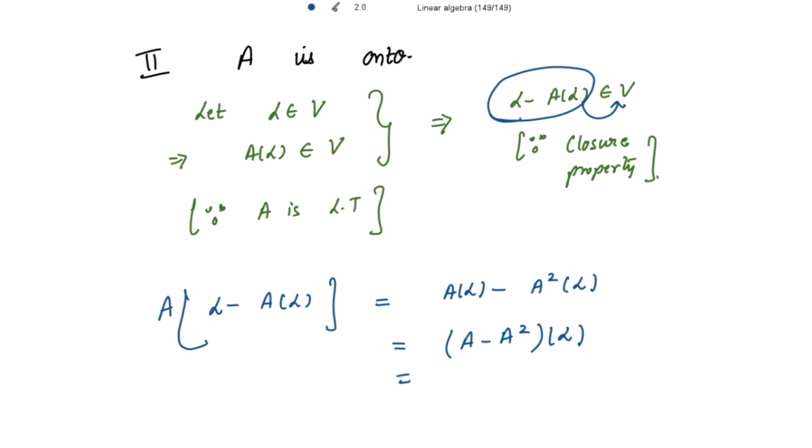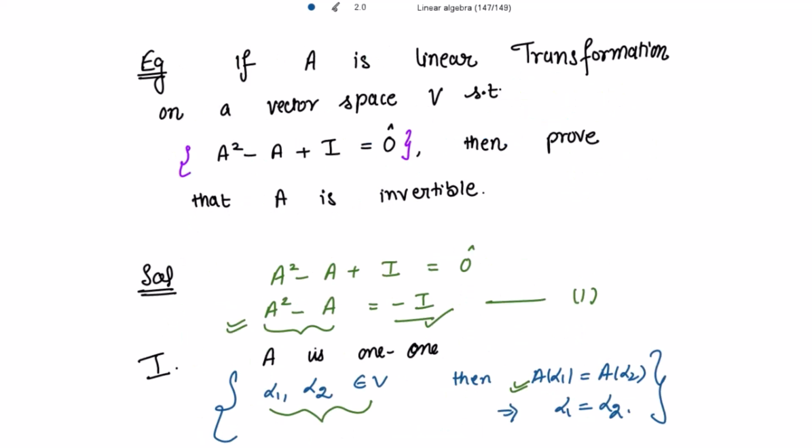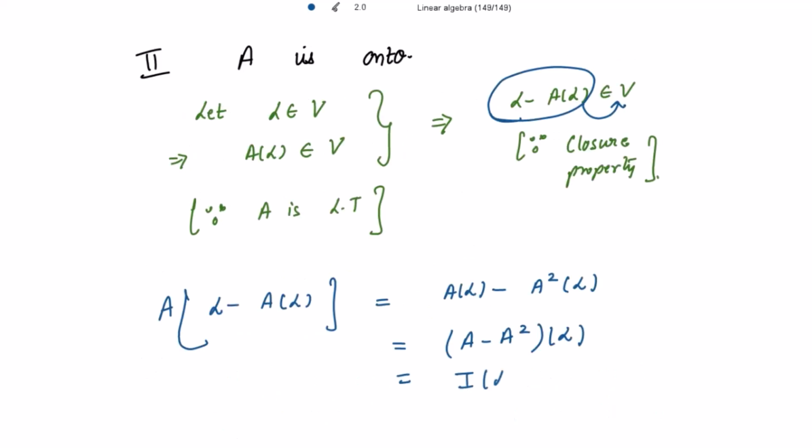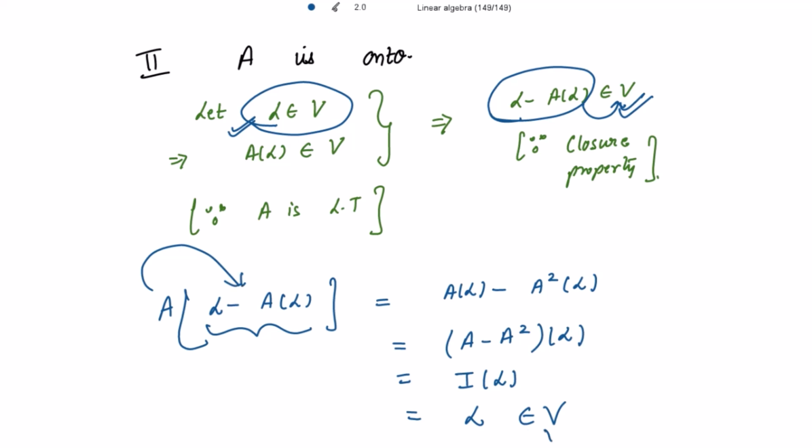A square minus A is minus I, so A minus A square will be simply I. So this is the identity operator on alpha, which gives the value alpha. And this alpha certainly belongs to V. That means for alpha belonging to V, there exists this element which belongs to V such that A of this element is equal to alpha.